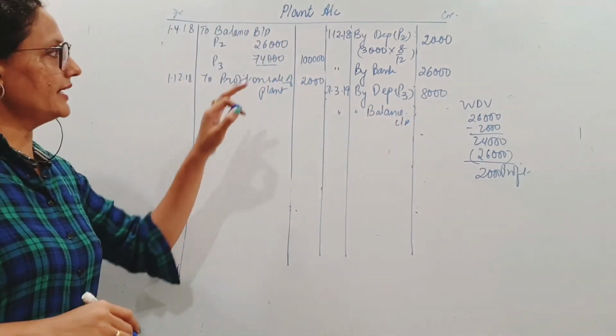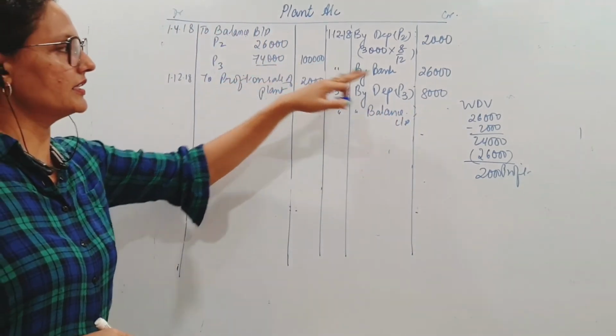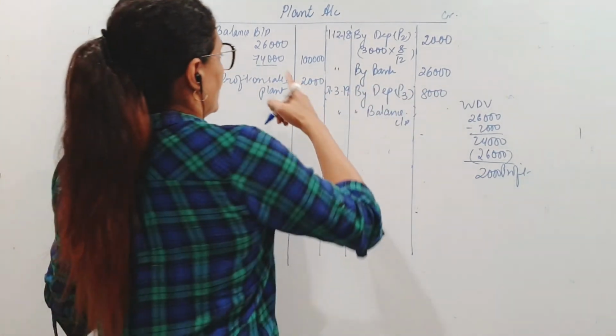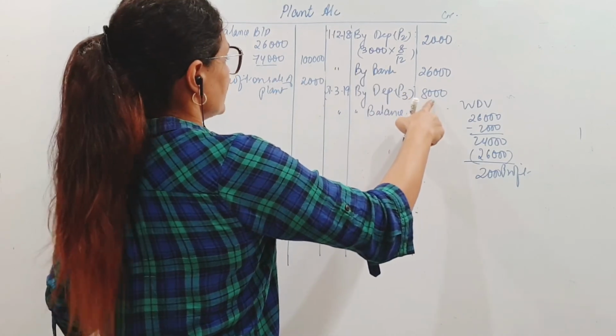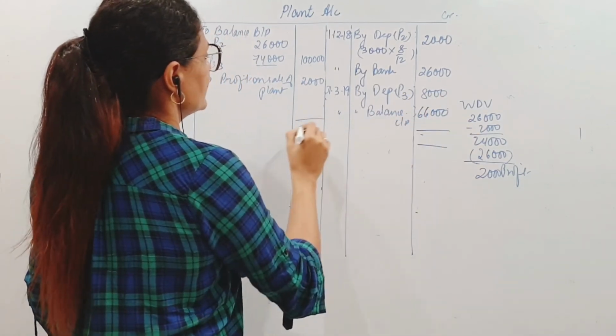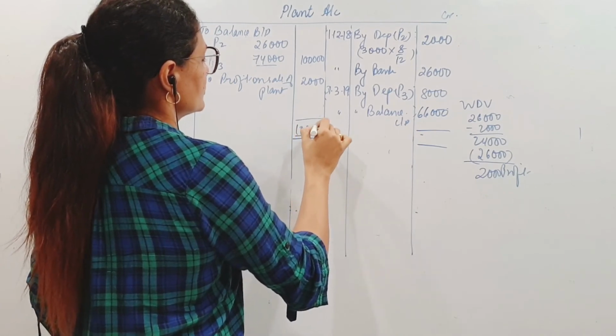Yes, 80,000 था ना इसका original cost plant 3. इसका 10% because we have used for the full year this year. What is left? 74 minus 8, 66,000. That's the balance carried down. This is 1,02,000.